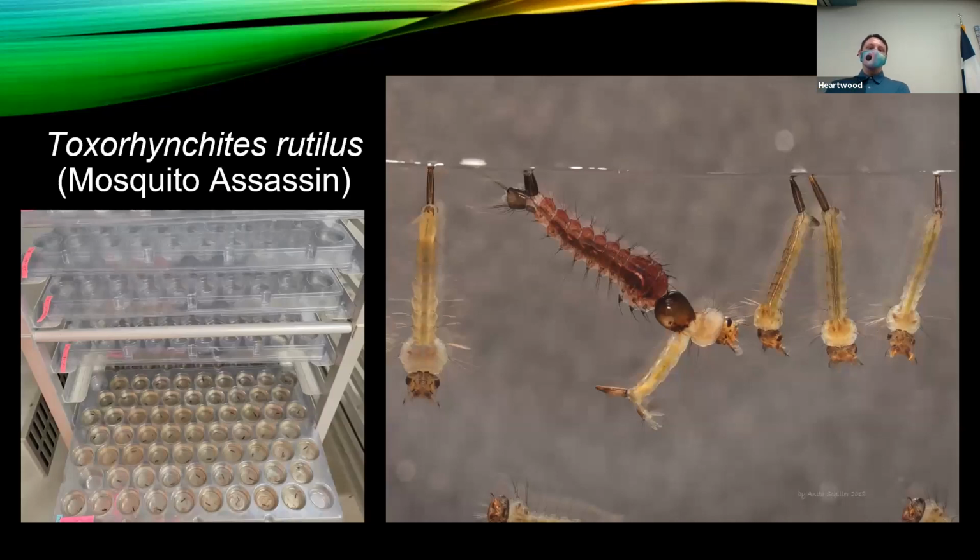Here we have pictured the Tox mosquito preying on Aedes aegypti. They're not only predatory, but also cannibalistic. And as you can see on the left here, every single one of them is reared individually in its own small well.